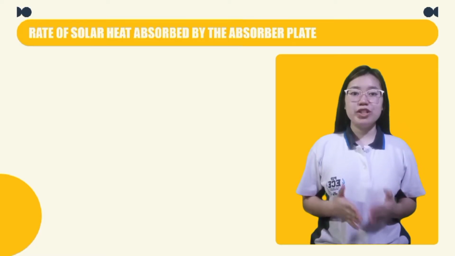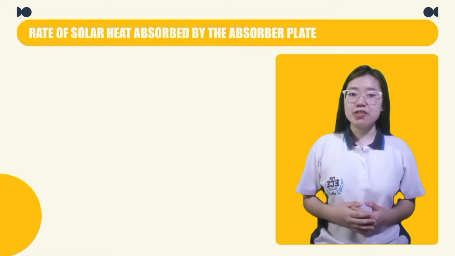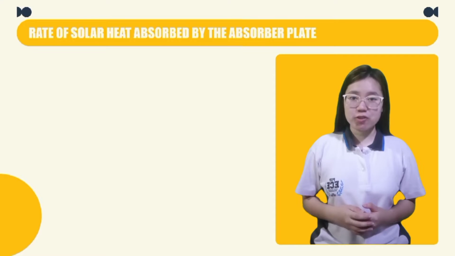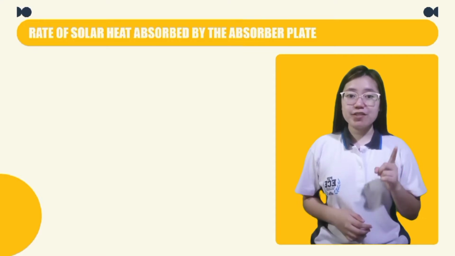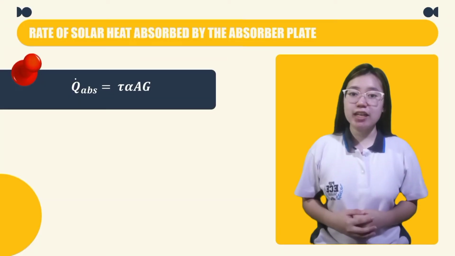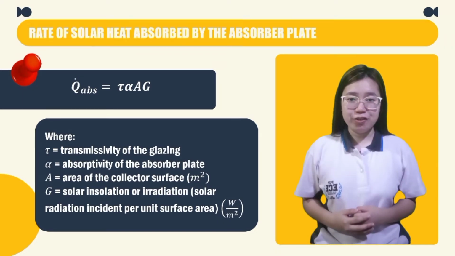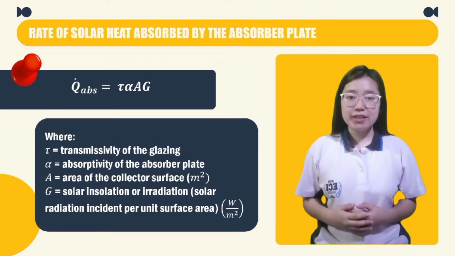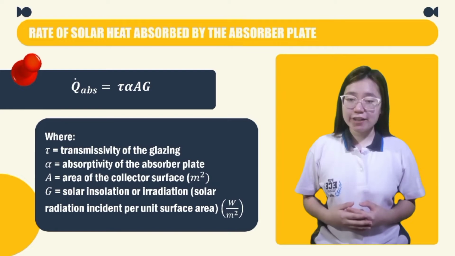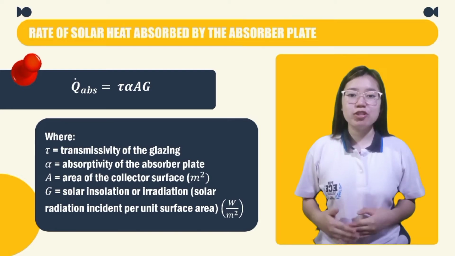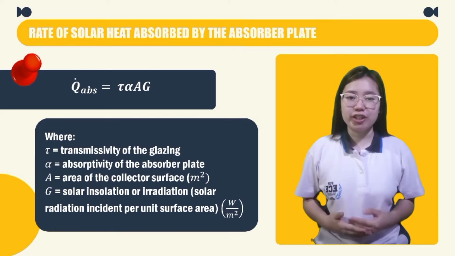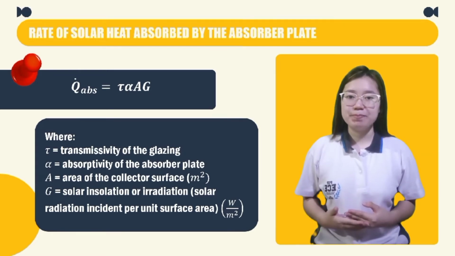Now, let's proceed with the important formulas or equations that we will encounter when reading about solar collectors. The first one is the formula for the rate of solar heat absorbed by the absorber plate, which is equal to tau alpha A G, where tau is the transmissivity of the glazing, alpha is the absorptivity of the absorber plate, A is the area of the collector surface, and G pertains to the solar insolation or irradiation, or the solar radiation incident per unit surface area.